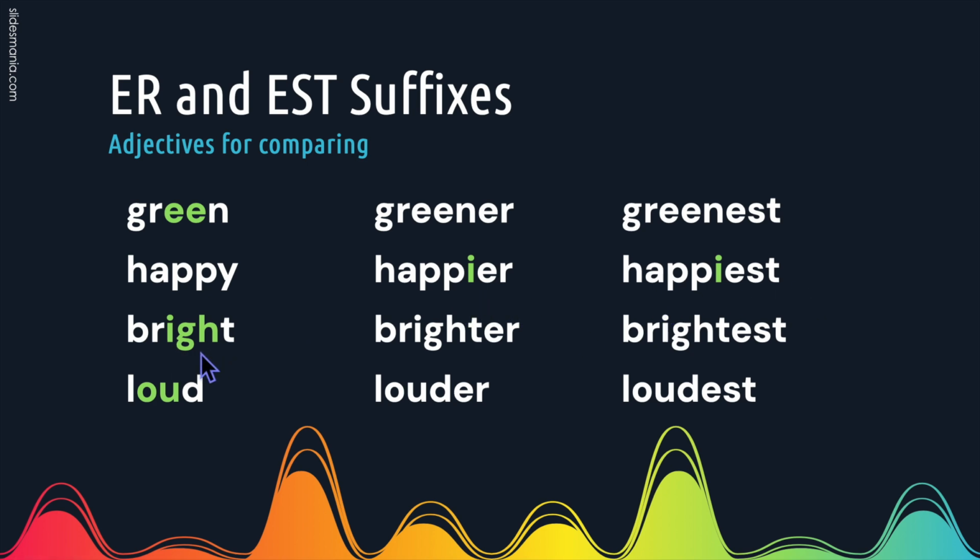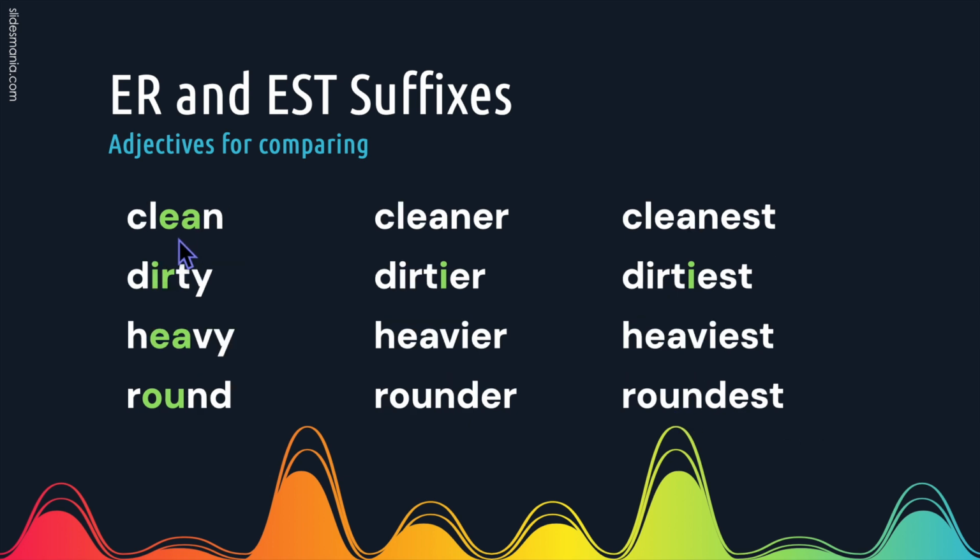IGH has a long I sound, and the GH is silent. So this is bright, brighter, brightest. OU says ow most of the time. Loud, louder, loudest. EA says E most of the time. Clean, cleaner, cleanest. IR says ur, dirty.